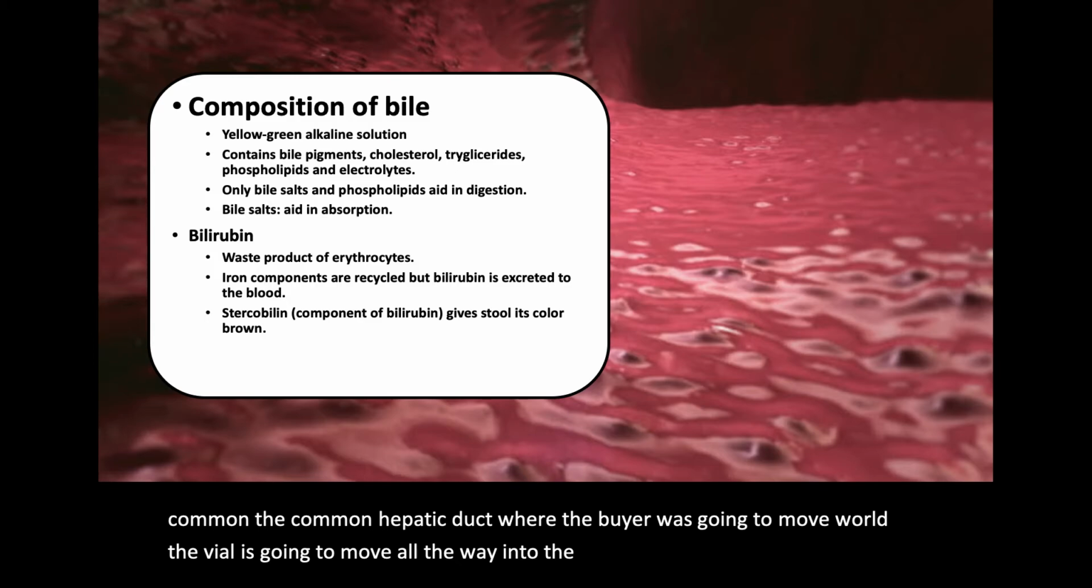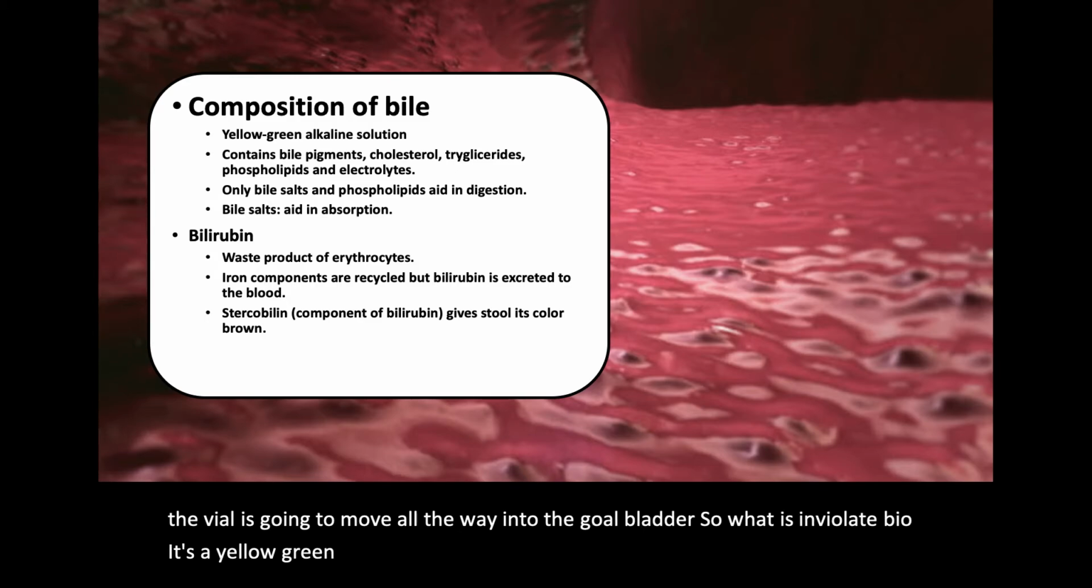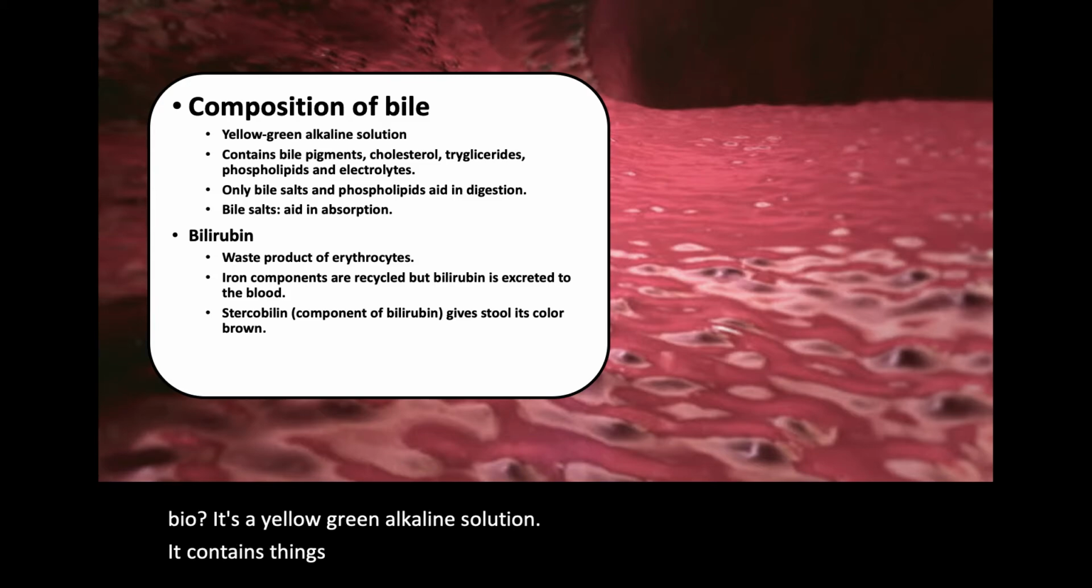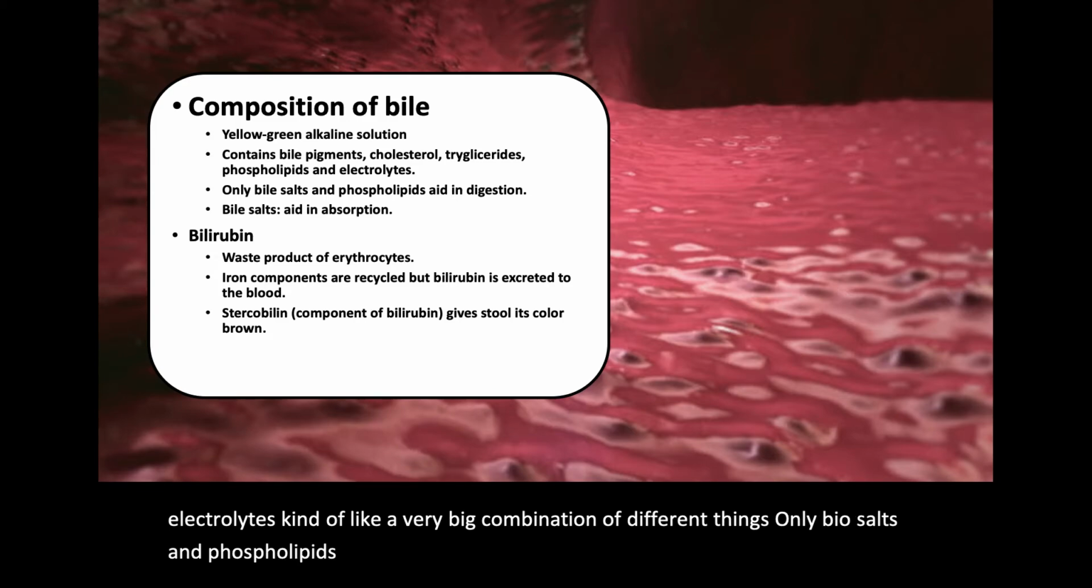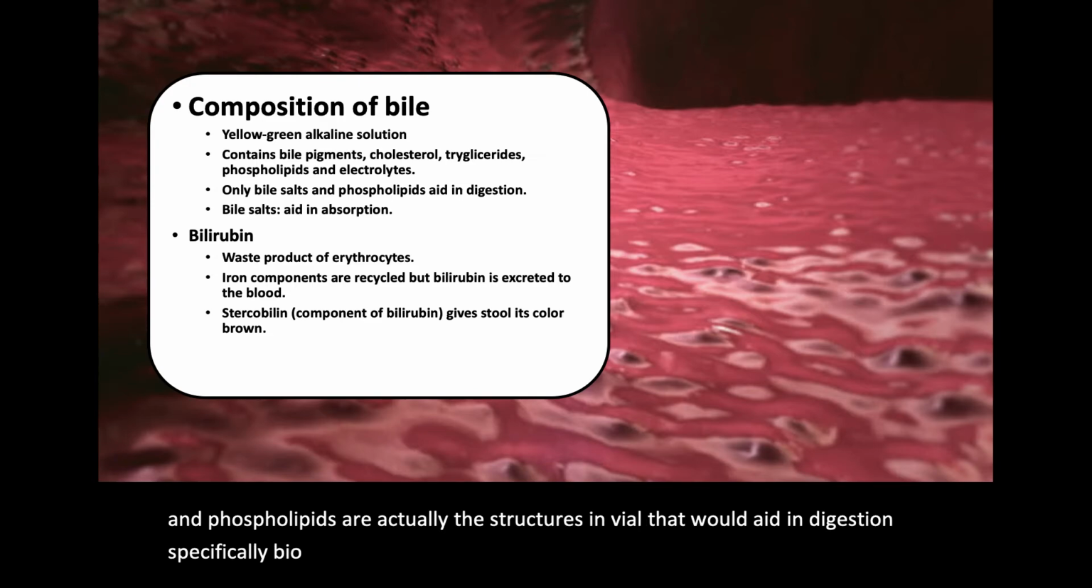So, what is in bile? Bile is a yellow-green alkaline solution. It contains things like bile pigments, cholesterol, triglycerides, phospholipids, electrolytes, kind of like a very big combination of different things. Only bile salts and phospholipids are actually the structures in bile that would aid in digestion. Specifically, bile salts aid in the absorption of that food.